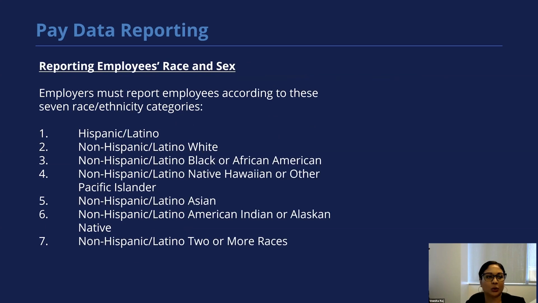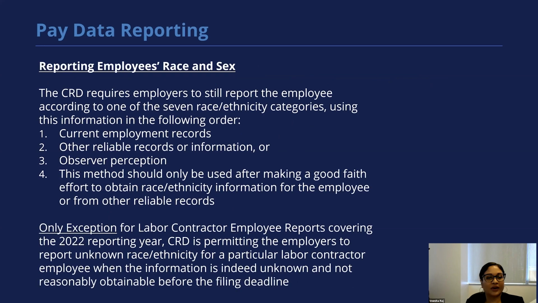I'm going to go through this pretty quickly. There's a lot more information about this on the FAQs of the CRD's website that gives you additional information. So for each employee, after you determine which job category they're in, you will be determining their race and sex. And these are the 7 categories according to which you will be assigning the employees to their race and ethnicity categories. The CRD requires employers to report an employee according to one of the 7 race and ethnicity categories.